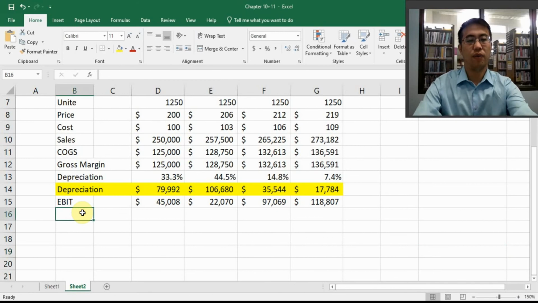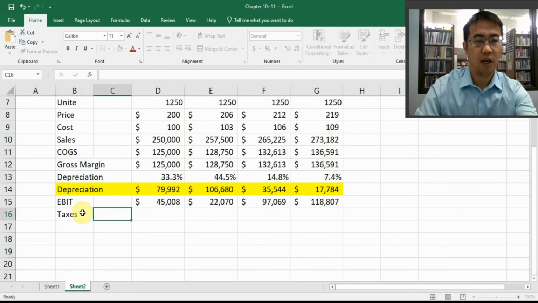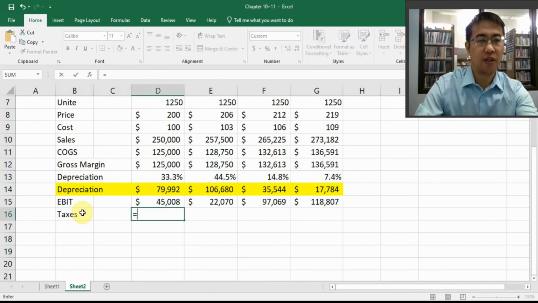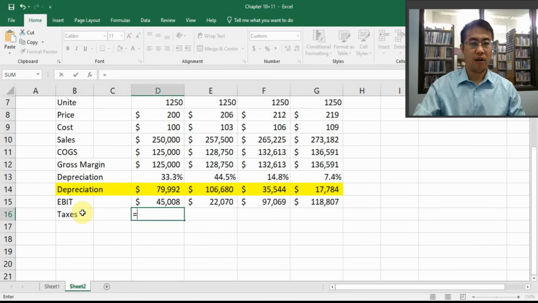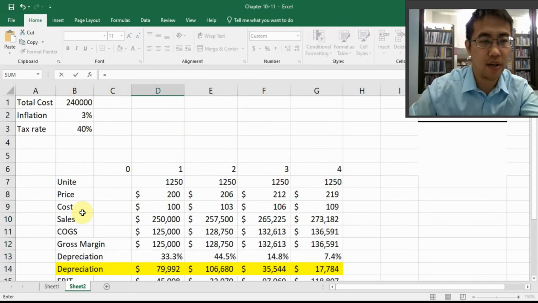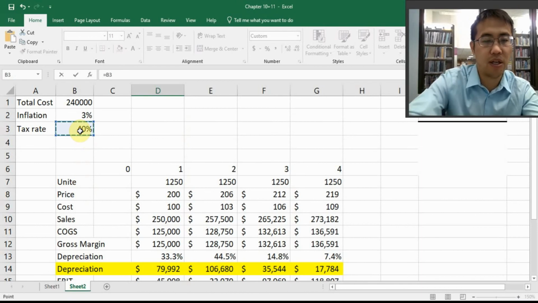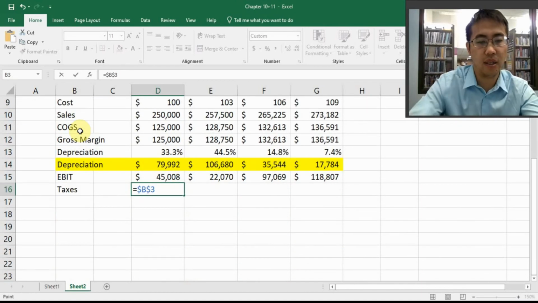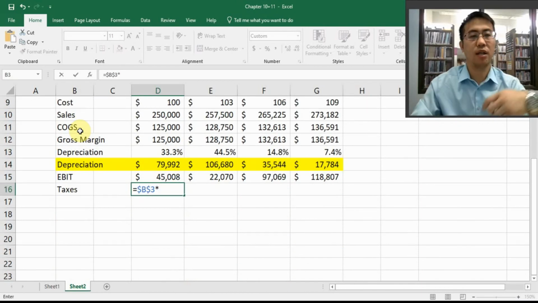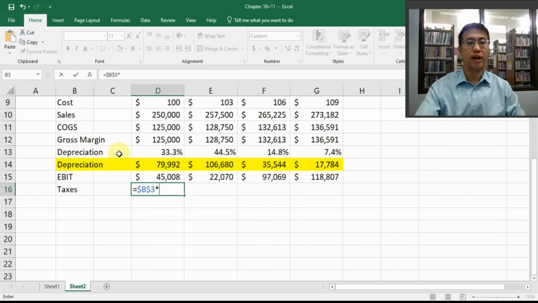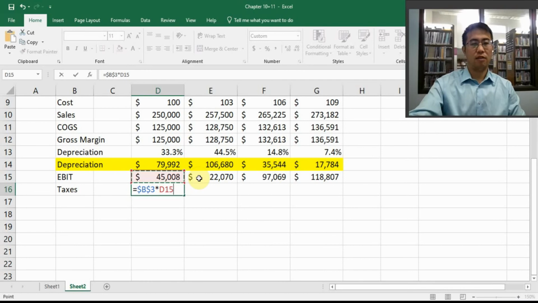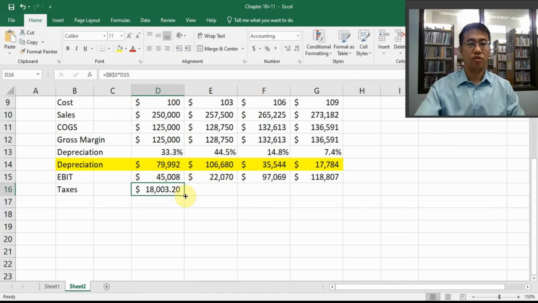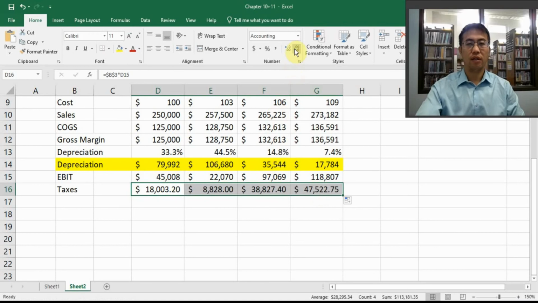Okay, the next thing we do is taxes. And we know that taxes are generated based on the operating profit. And the tax rate, as indicated above, is 40%. And I need to lock that. All right, hit F4 to lock the tax rate because I'm going to drag it, and I don't want the tax number to shift. And then I select this EBIT, then drag it all the way to the right. Decrease decimals. So these are my taxes.